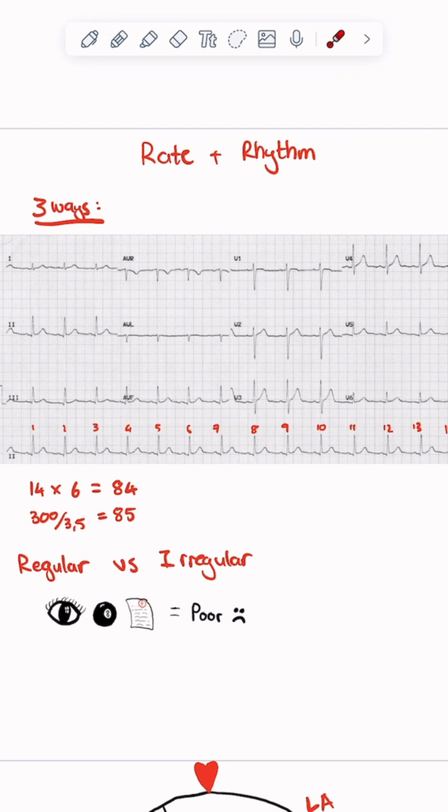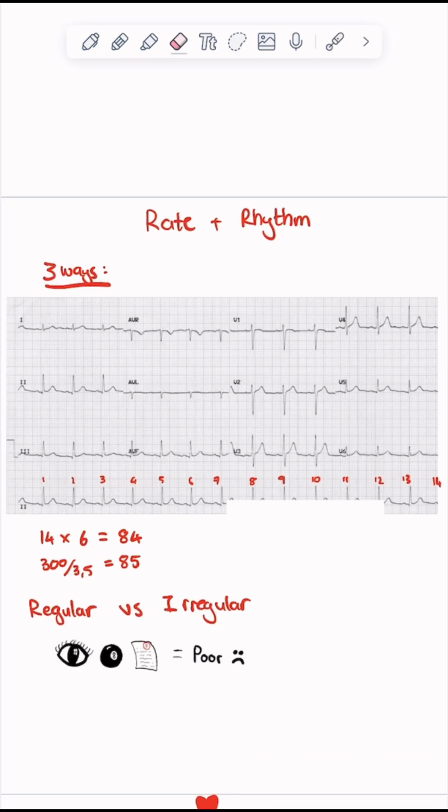Second, we'll be talking about rhythm. Rhythm is either regular or irregular, and this is an important thing to distinguish, as it gives very useful diagnostic information when trying to tell different pathologies from one another. The first method, which is an inaccurate test, is the eyeball test. Right? It's a poor test because you can sometimes think something is regular when it is just irregular, and it makes quite a difference when trying to distinguish one pathology from another.